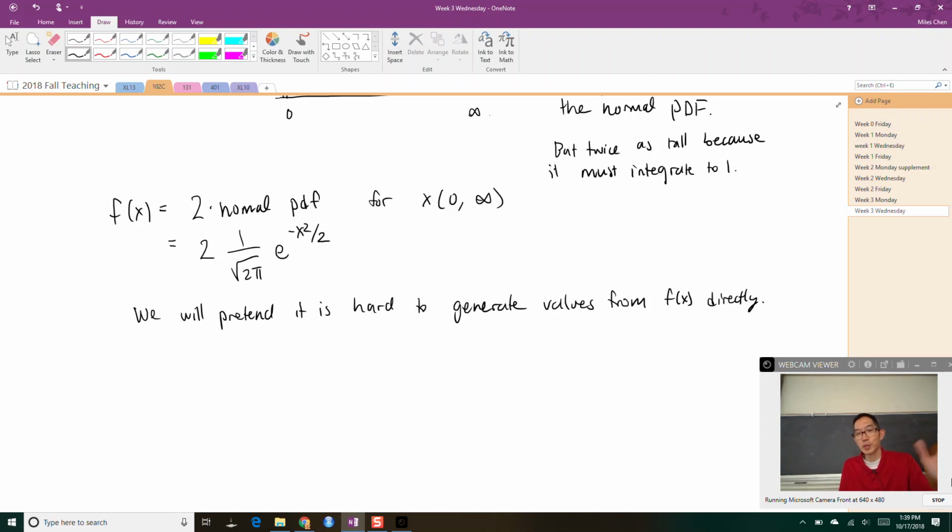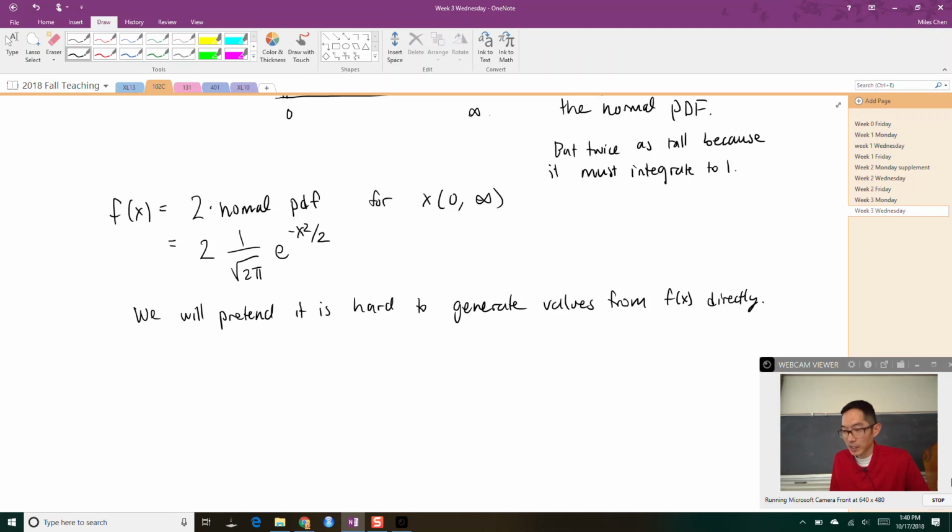We know that we can generate values from the normal PDF, and all we have to do is throw away all the negative values, or just take the absolute value of all of them, and we would get values from the folded normal. But we're going to pretend that it's hard to do this.